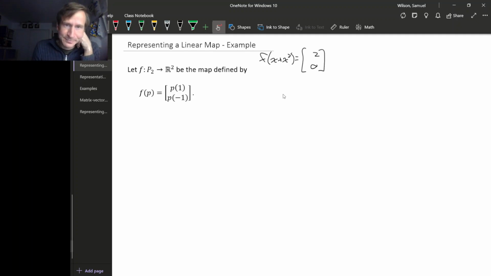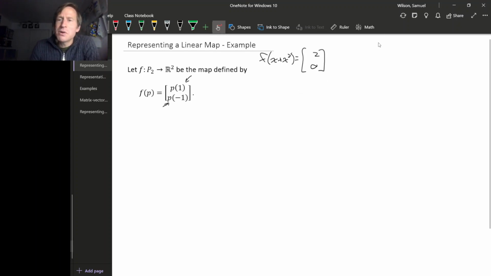Okay. We know that this is linear because each of these entries is an evaluation map, and we know that the evaluation maps are linear maps from any polynomial space to the real numbers. And it turns out if each entry is a linear map, then the whole thing is a linear map. You can check the details if you want. Okay, so how can we come up with a matrix?